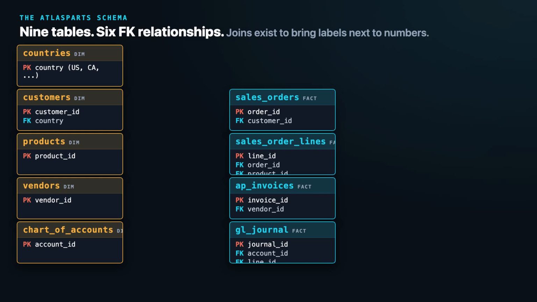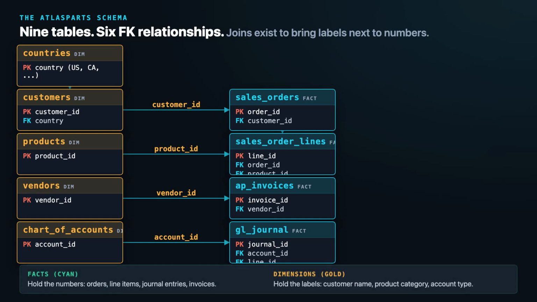The arrows are the joins waiting to be written. Customer ID links sales_orders to customers. Order ID links sales_lines to sales_orders. Product ID links lines to products. Vendor ID links invoices to vendors. Account ID links the GL to the chart of accounts. And country links customers up to the countries dimension, where region and country name live.